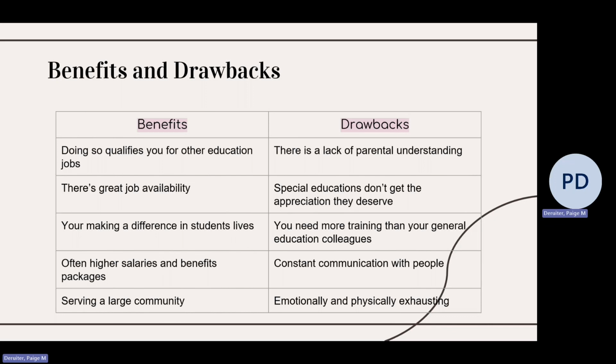Another drawback is you do need more training than your general education colleagues, and this simply has to do with because you're working with students on the spectrum or that have disorders, and you need to be able to be qualified to help these students. Another drawback is you do have to have constant communication with everyone. This is coworkers, parents, doctors, and even faculty. This is important to help develop your student and keep everyone in line so it stays progressive.